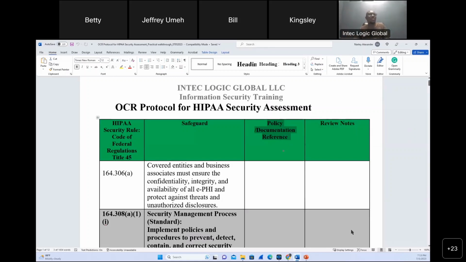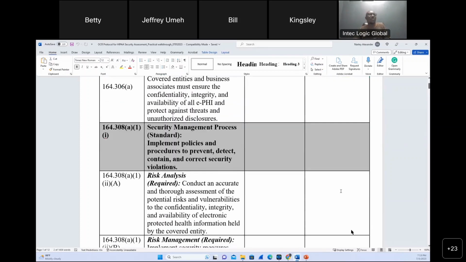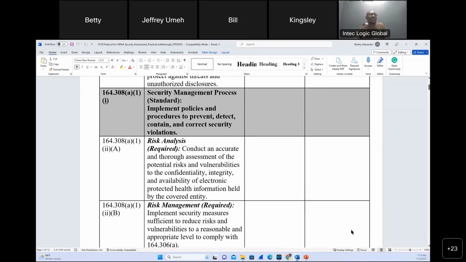So they're supposed to provide us a document. Then we will do the review to see that it covers all the information that is necessary to fulfill that this covered entity performs a security assessment. So what document do you think they should have?